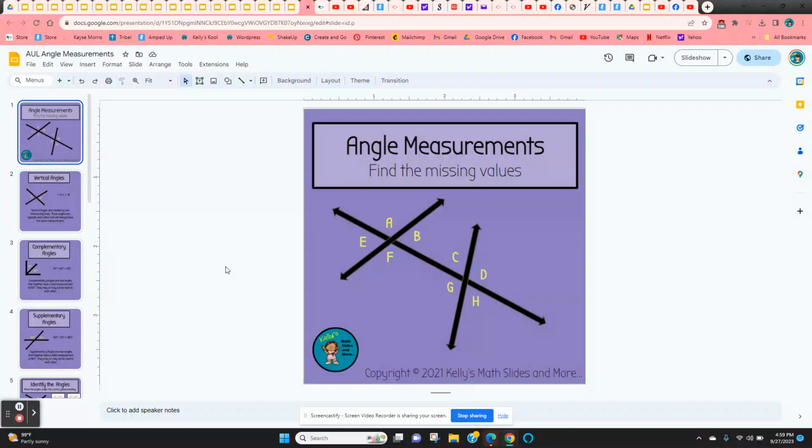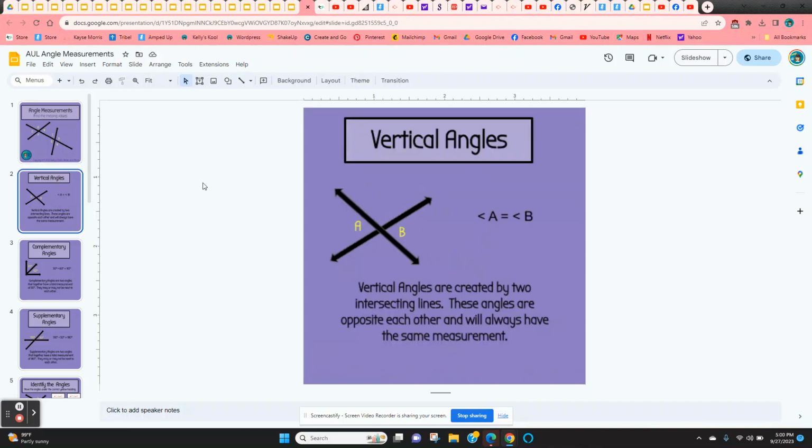Angle measurements: find the missing values. This is a digital lesson. It starts out by giving an example of what a vertical angle is, with a diagram to show them that these angles are opposite each other and they are equal.